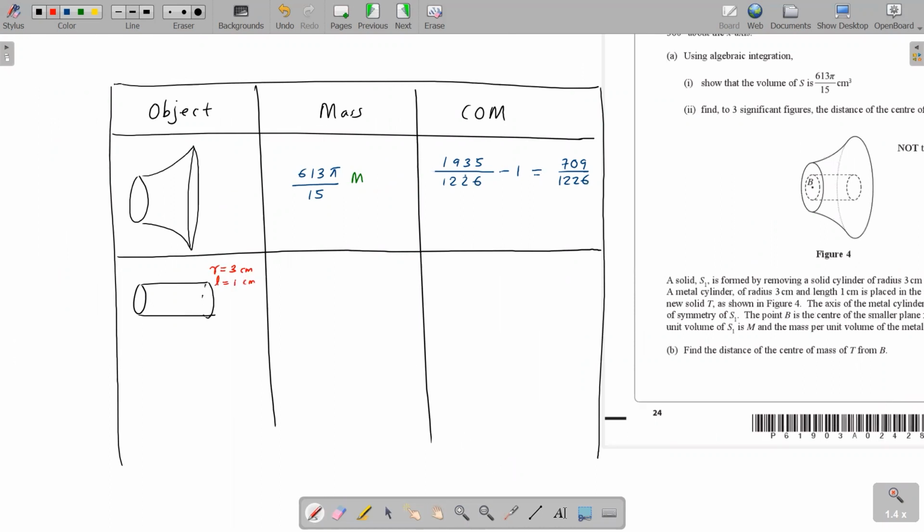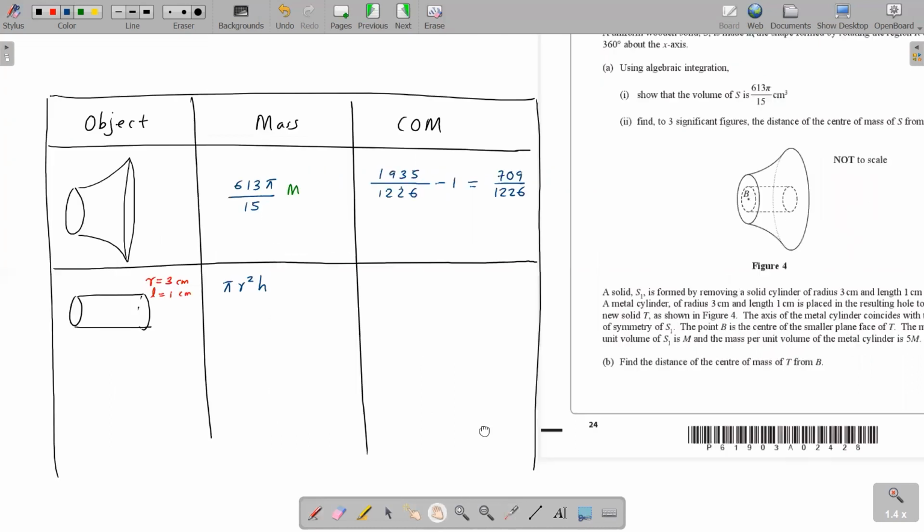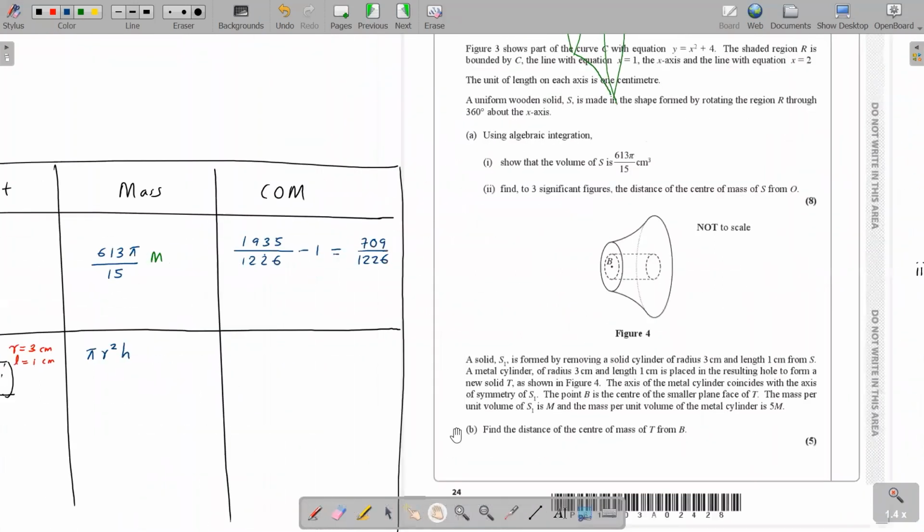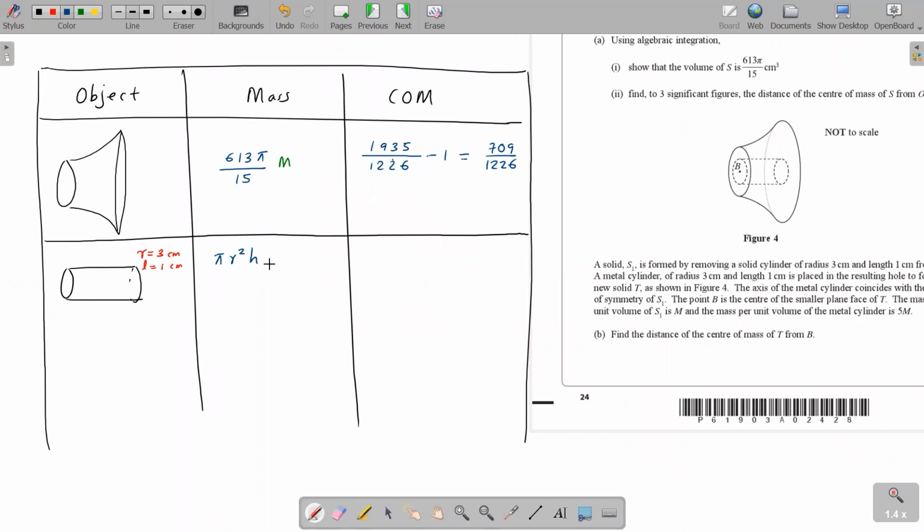Okay, so then how do we get the mass of the cylinder? First of all, we go with the volume of a cylinder. What's the volume of a cylinder? Volume of a cylinder is pi r square h. So use here pi r square h. And here don't convert the r and h to meters, because in this question they say the length of each axis is 1 centimeter. So basically we have got everything in cubic centimeters. So per cubic centimeter, how much is it? Pi r square is 3 square, h is 1.